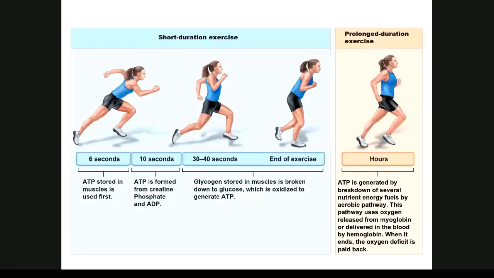Okay, this is showing somebody who's doing some short-term exercise. First 6 seconds, ATP in the muscles is used up. 10 seconds, ATP from creatine phosphate is used up. Then 30 to 40 seconds, it's a very short exercise. I like that idea. The glycogen stored in the muscles is broken down to glucose, and then it's oxidized to create ATP. In very long exercise, you're going to have to use the aerobic pathway of metabolism, and you may also have to go into anaerobic.